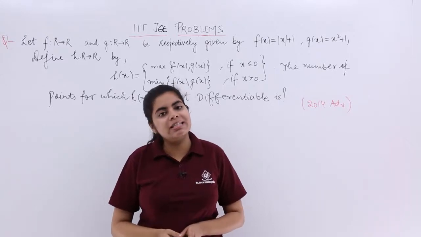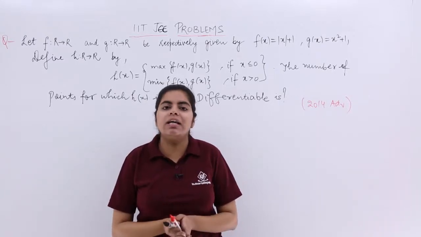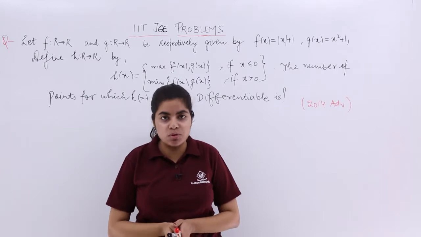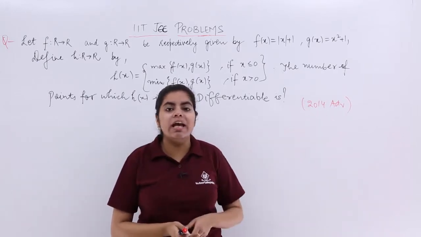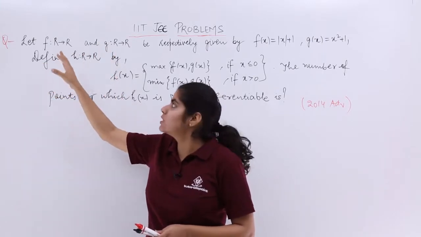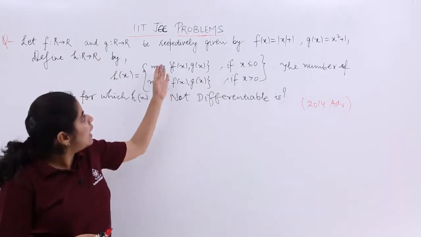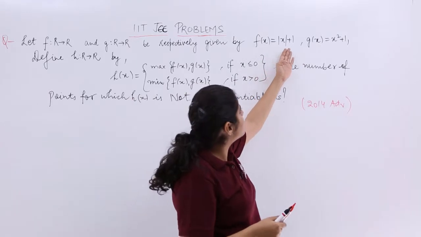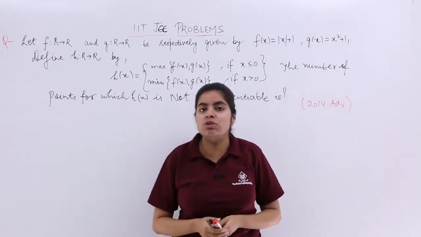In this video, let's see an important question asked in the IIT JEE previous year 2014 paper in the IIT JEE Advanced paper. Now the question says, let f and g be the functions defined from real to real, and they are respectively defined by f(x) is equal to mod x plus 1, g(x) is equal to x square plus 1.